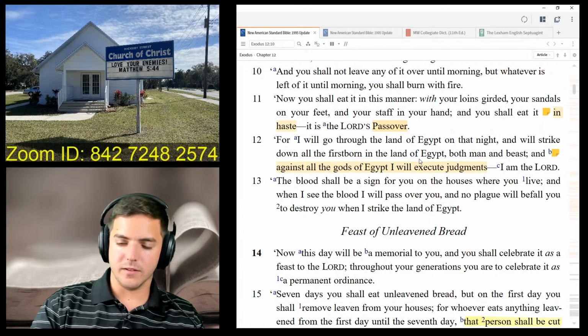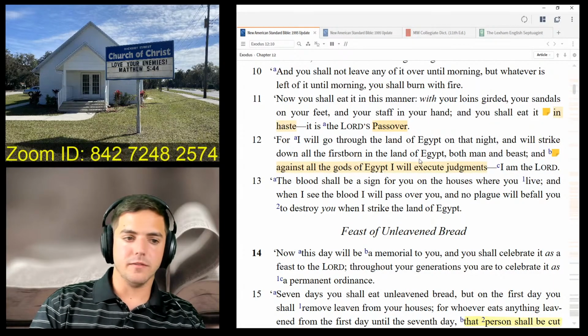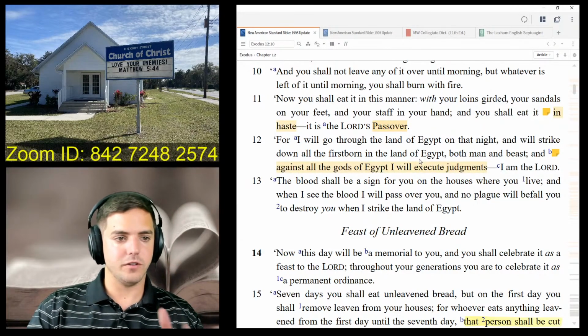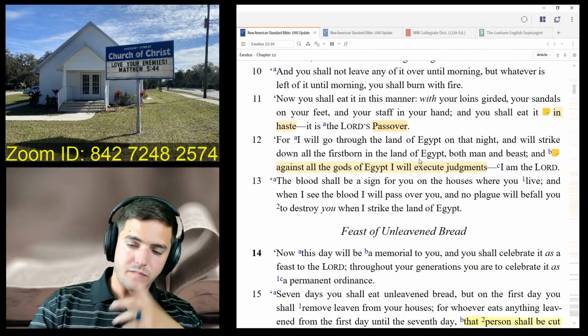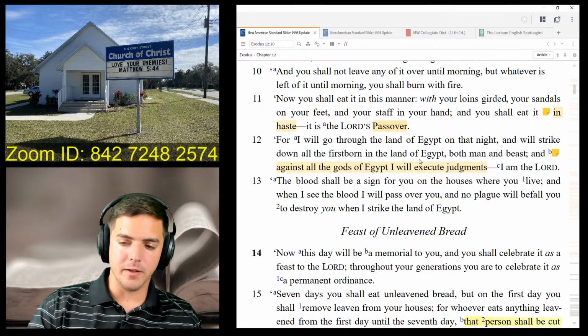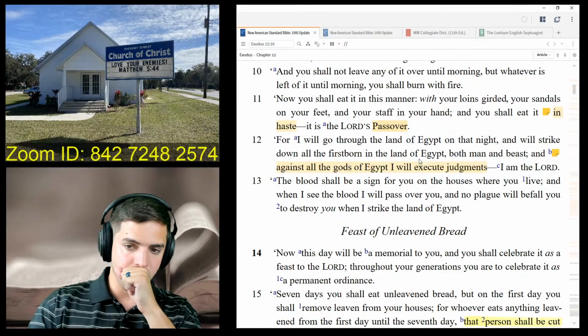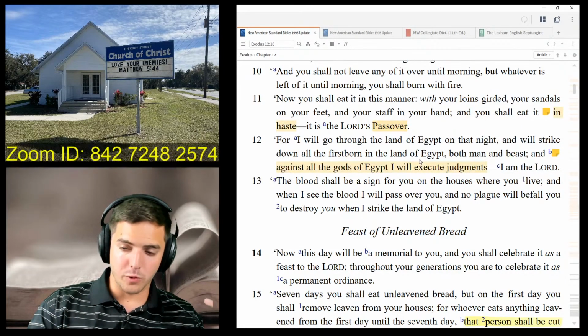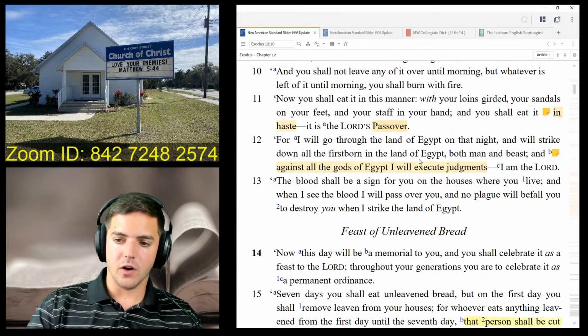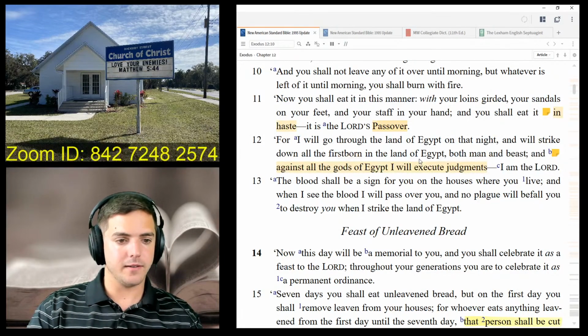signs, all the plagues in the book of Exodus were about the Egyptian gods versus the God of Israel. The Nile, the frogs, the firstborn, who would have been considered the son of God. All these plagues are a direct attack on the Egyptian gods.